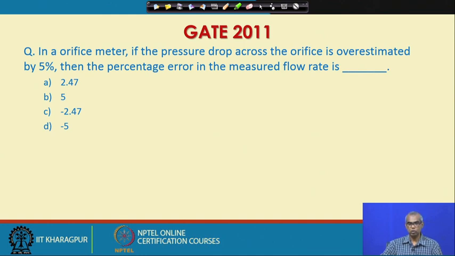A question on GATE 2011. In an orifice meter, if the pressure drop across the orifice is overestimated by 5%, then the percentage error in the measured flow rate is 2.475, 2.47, 5.